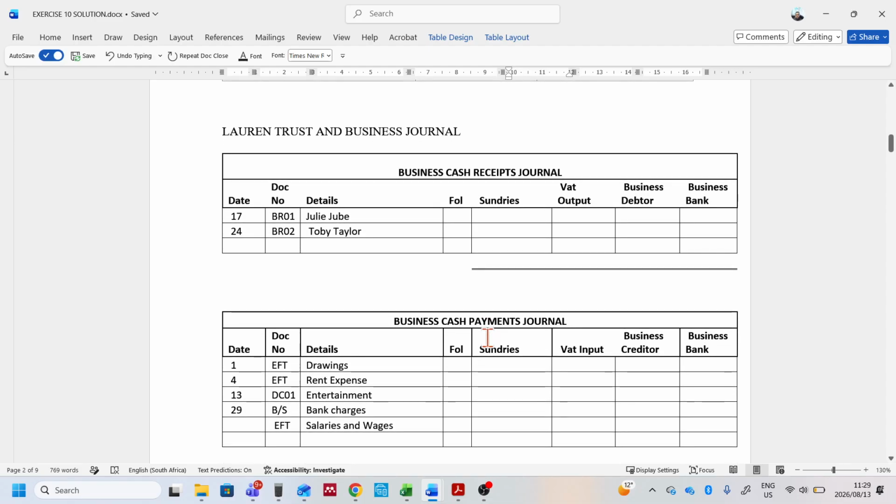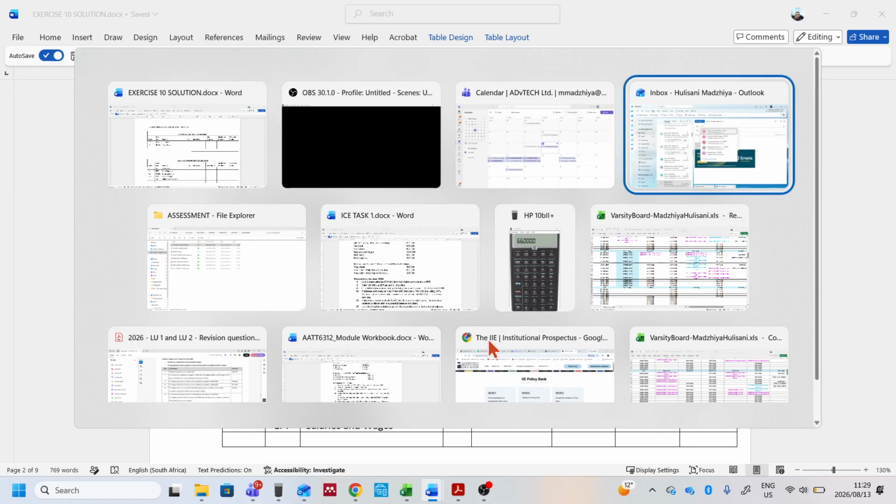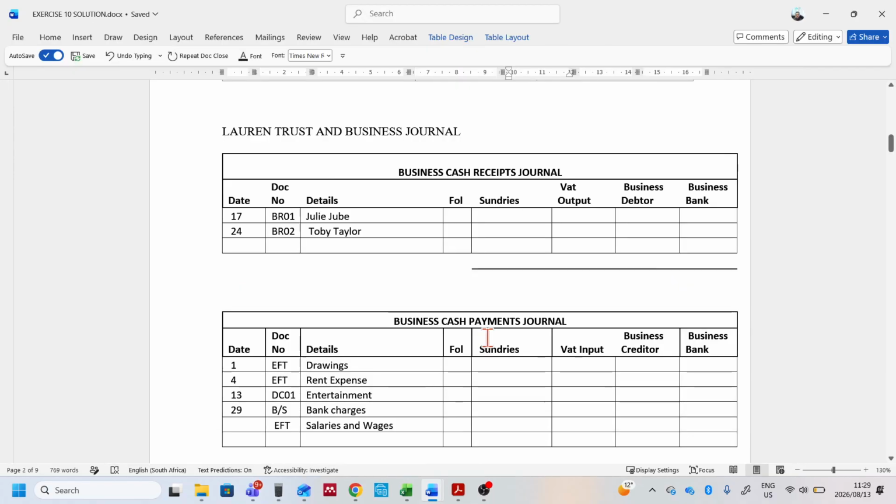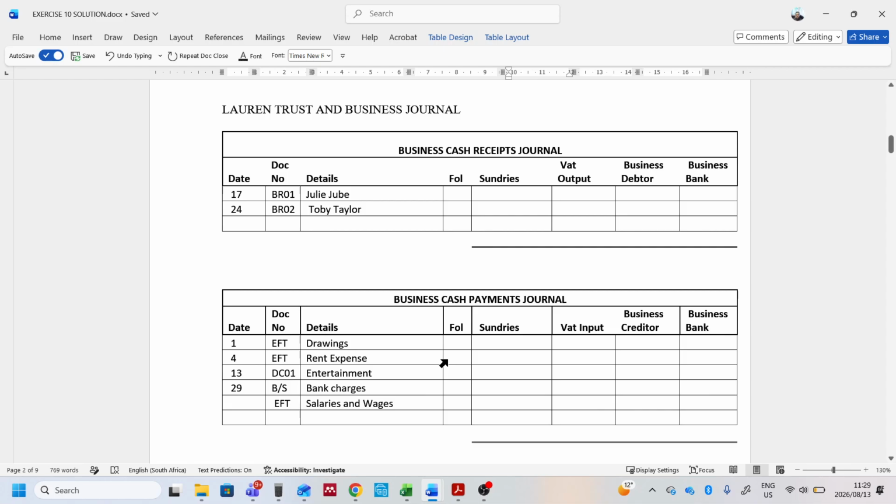So we're going to be following the same transaction order, which are currently over here. The first one was Lucy Lauren withdrawing 20,000 from your account. This will be recorded over here in the cash payment because she's transferring money from a bank account. So you're going to indicate the source document that this is an EFT.